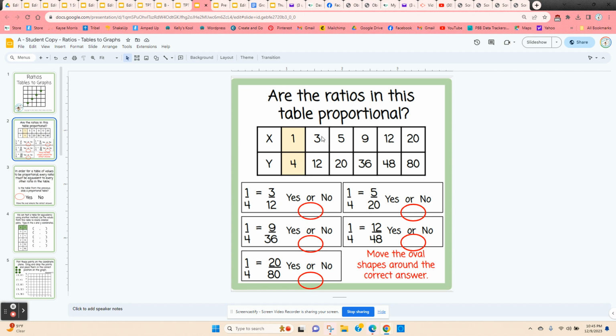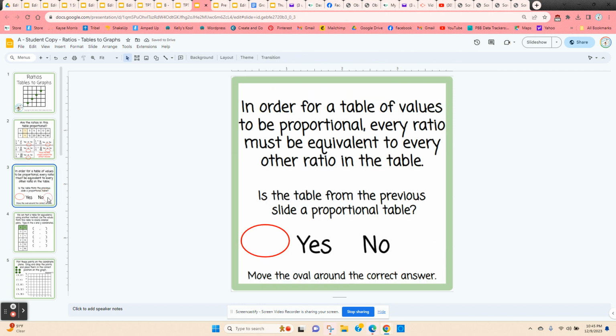So 1 to 4 to 3 to 12. Are they equivalent? And they're going to move these little red ovals to cover either yes or no. Are they equivalent? If all of them are equivalent, then the table is a proportional table. The next slide, then they're going to answer that question.